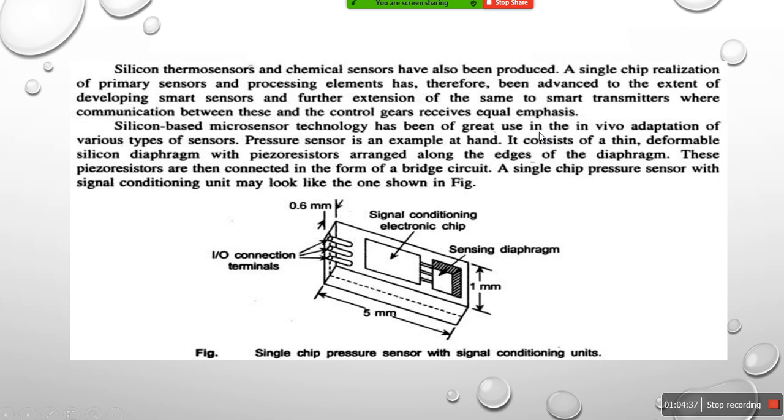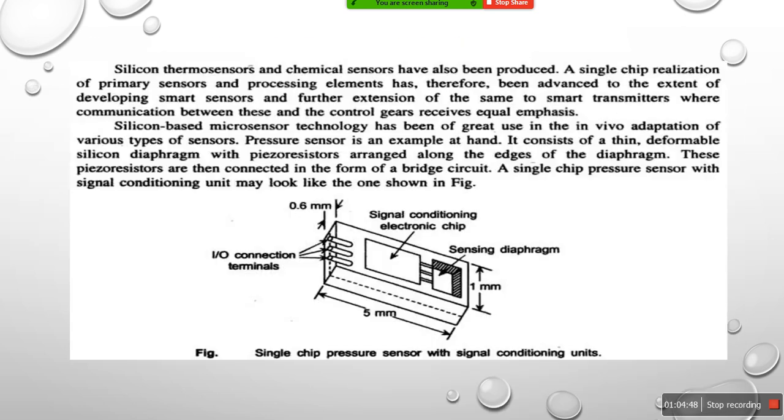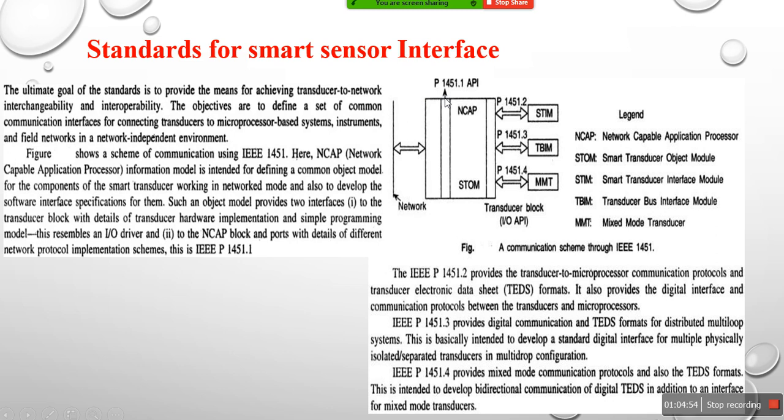Now coming to this, silicon thermosensors and chemical sensors have also been produced. As one example of smart sensors, they have given a silicon thermosensor, which is indicated here, but before that we will see the standards for the smart sensor interface. So what are the standards we need to use?